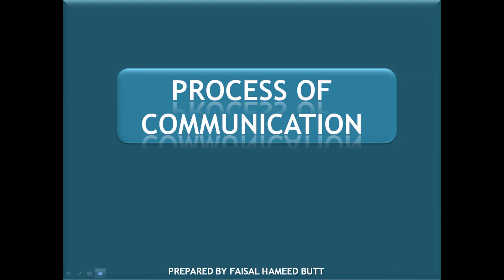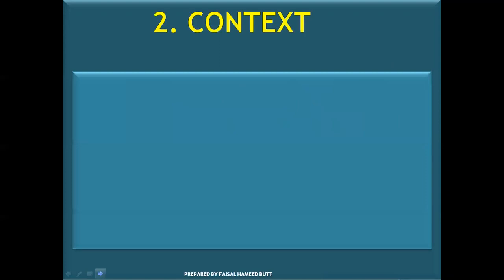Today we are going to talk about the second component of the process of communication, and it is context. First, we need to understand what context is. Basically, the circumstances or condition in which communication occurs is called context. In other words, we can also call it the reason for communication. Why are you communicating is basically your context. Moreover, anything that stimulates communication is also called context.